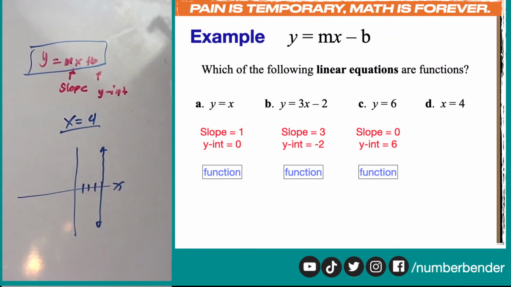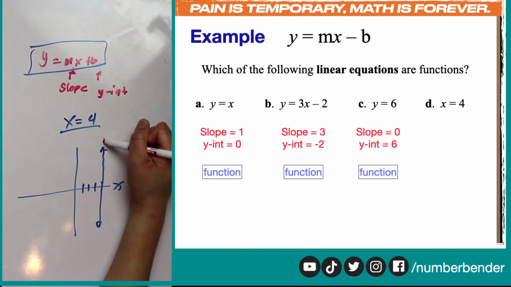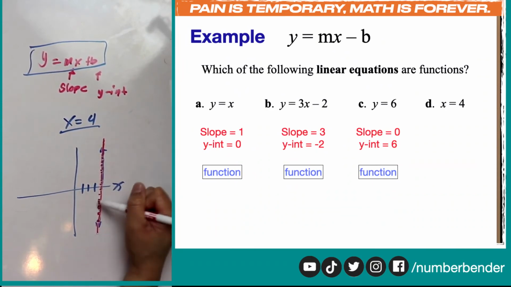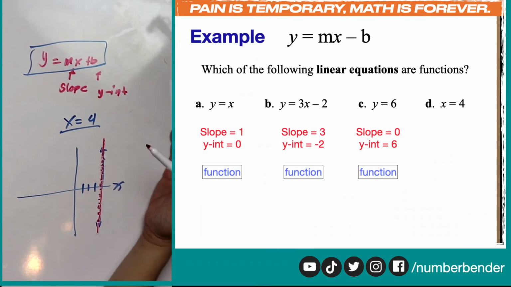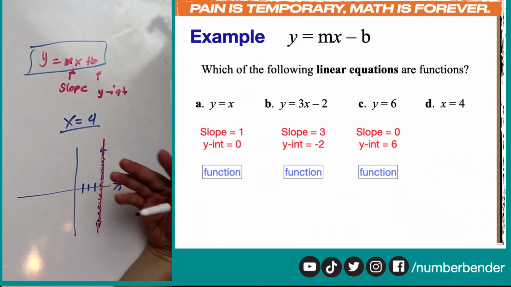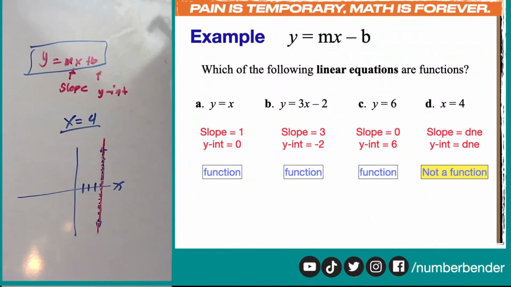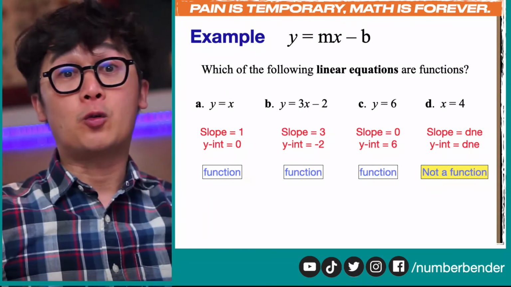So using a vertical line test, if we draw a vertical line right here, we know that there is not just one point of intersection, but infinitely many intersections. So that means this failed our vertical line test. So D is the only one that is not a function in our equation.